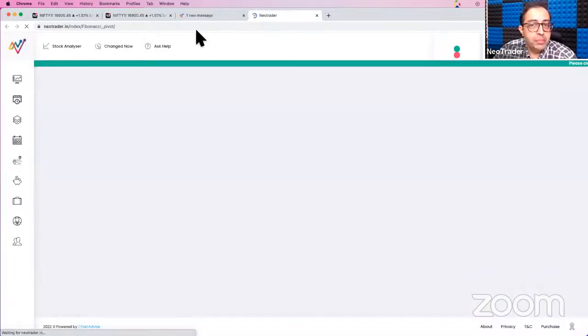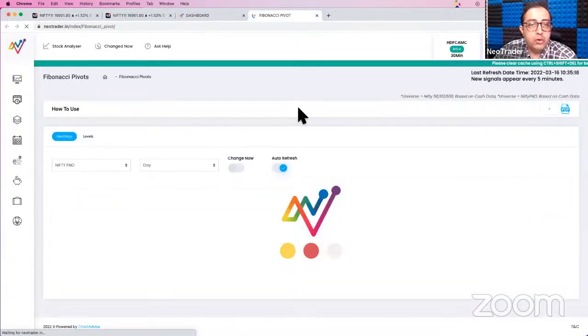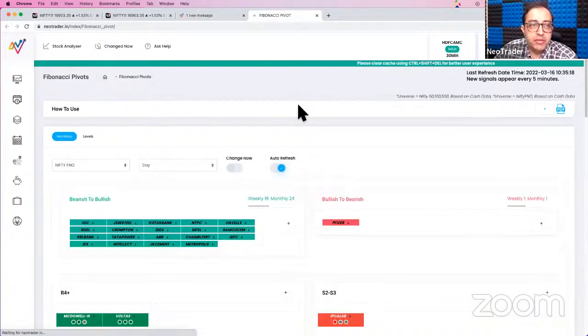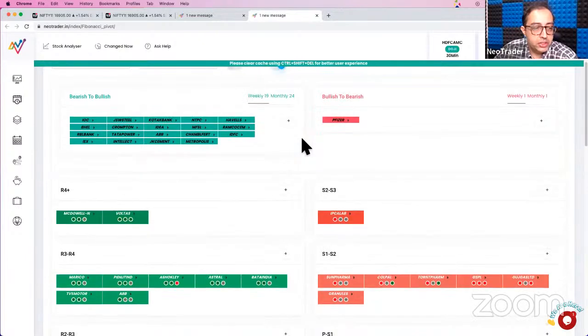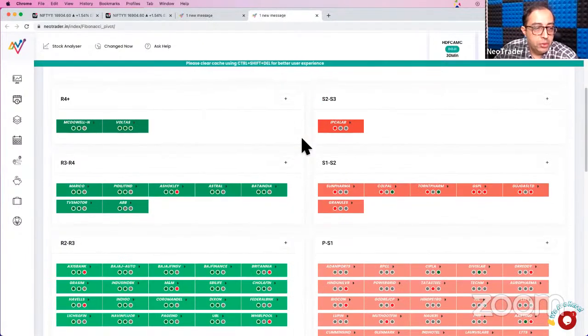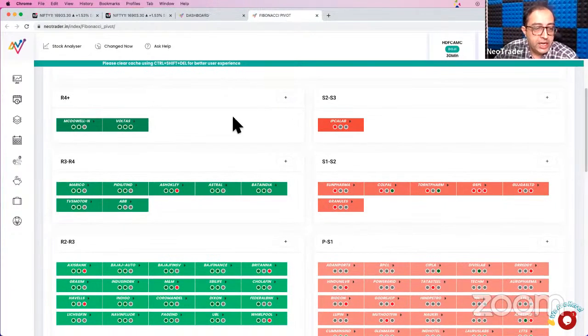So when you use Fibonacci pivots, you will be able to find out exactly how to look at the markets, how to consider various kinds of scenarios. And what we have done in NeoTrader is we have helped you to look at the markets in a much better way. So you can see here that all stocks are listed here. You get a very good idea about every stock.